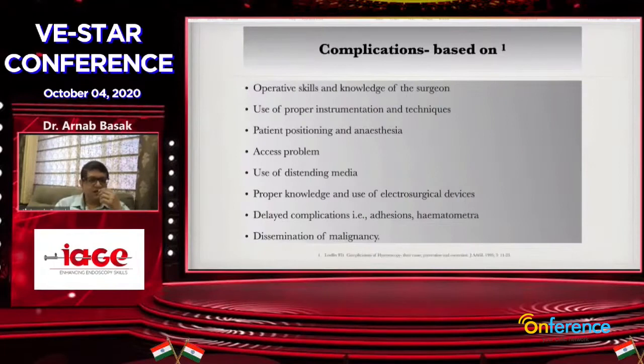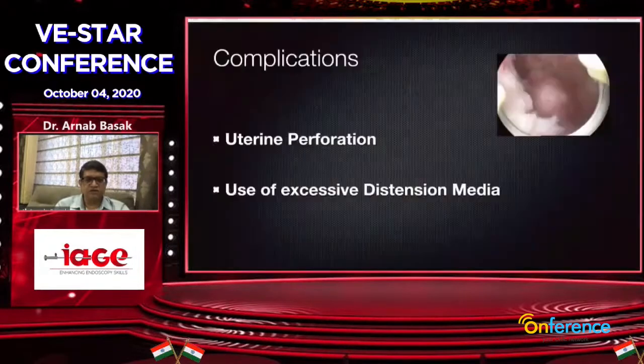Now, complications we know are basically based on operative skills and knowledge of the surgeon, the use of proper instrumentation and techniques, patient's positioning and anesthesia, the access problem, dilating as we have seen, cervical stenosis, the use of distending media, which is very important, which I'm going to discuss, and proper knowledge and use of electrosurgical devices that we have to stress, monopolar, bipolar, what are the pros and cons, delayed complications like adhesions and hematometra, and dissemination of malignancy. Now, I'm going to discuss two very important complications, uterine perforation and excess use of distension media.